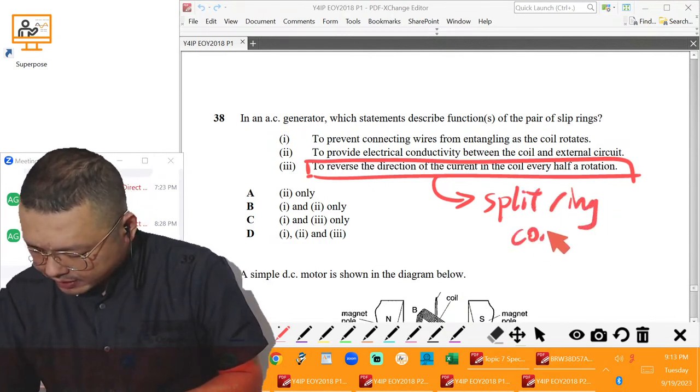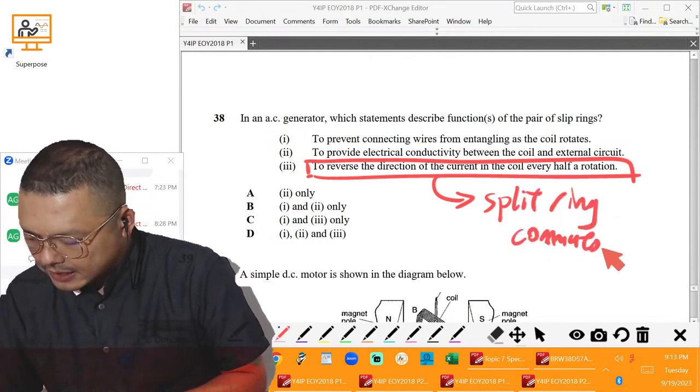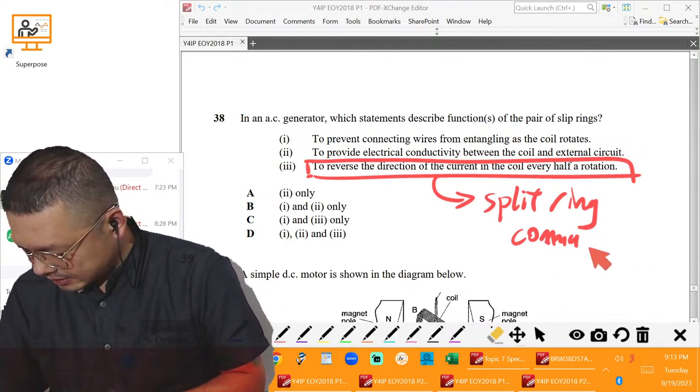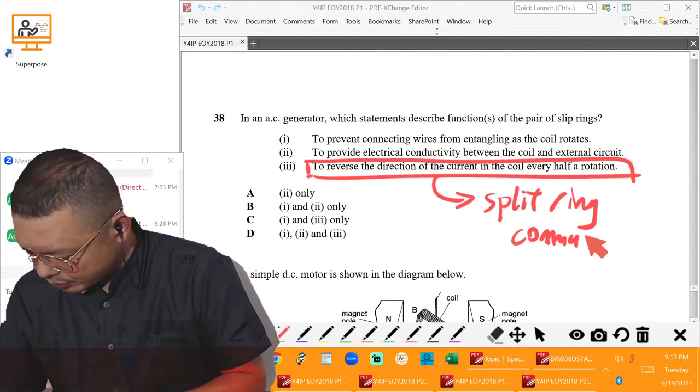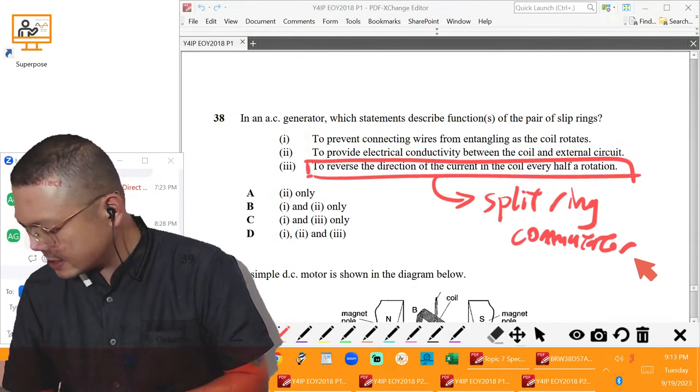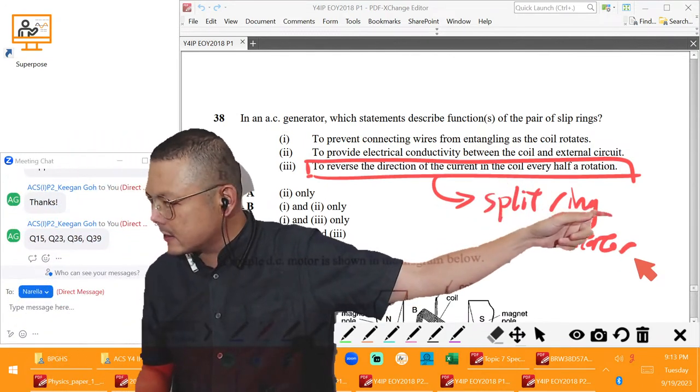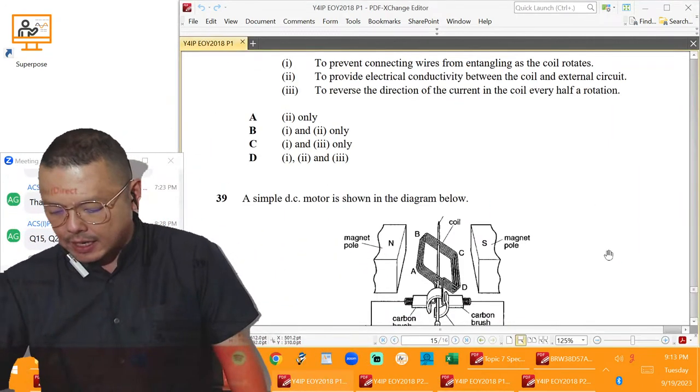Split ring commutator in the DC motor, right? Commutator, split ring commutator in the DC motor. Are we okay on this? Good, 38 done. Next one, come.